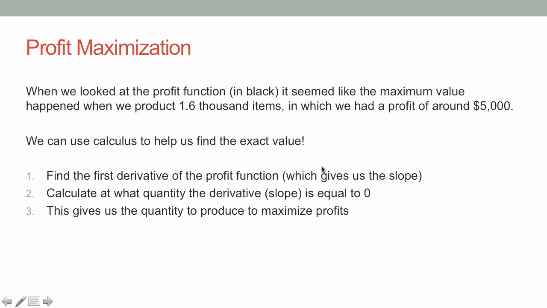The derivative is really related to slope. So we're just simply finding when the slope goes from increasing to decreasing, and that point right when it's 0 is the maximum point. So we're going to use the first derivative to find the best slope, and then we're going to solve that derivative when it's equal to 0. And then that'll give us the quantity to produce the maximum profits.